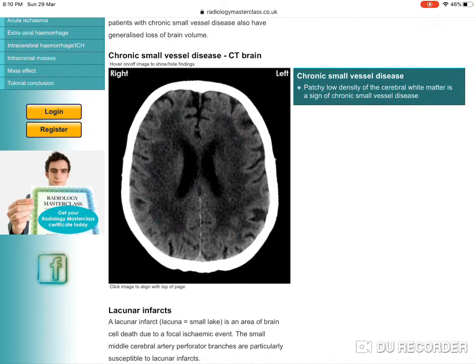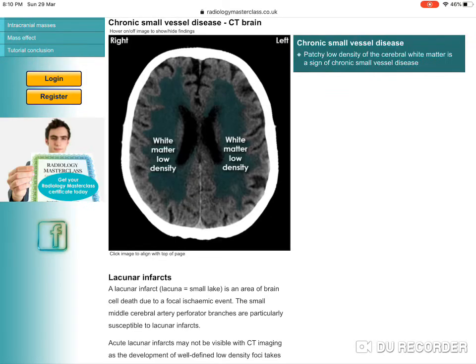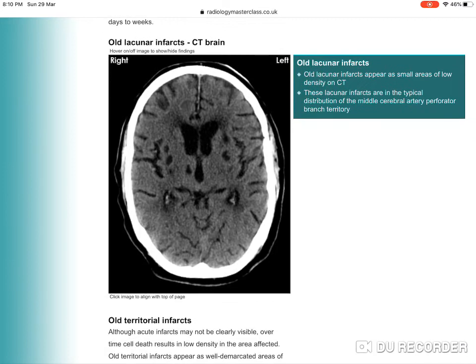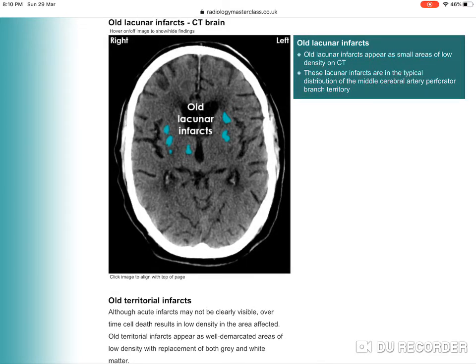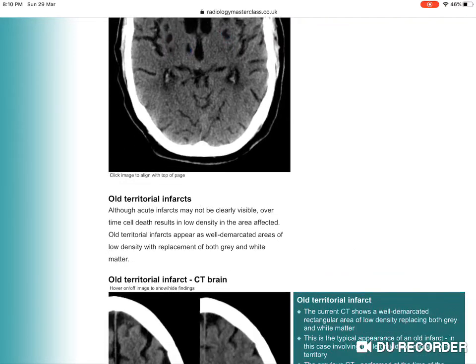Chronic small vessel disease. Patchy low density of the cerebral white matter is a sign of chronic small vessel disease. Old lacunar infarcts appear as small areas of low density on CT scan. These lacunar infarcts are in the typical distribution of the middle cerebral artery perforator branch territory. These are the old lacunar infarcts.